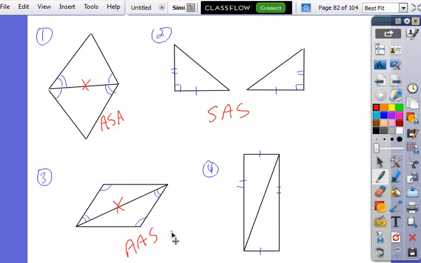All right, mark that one in the middle. What is it? Side, side, side. Side, side, side. We're good.